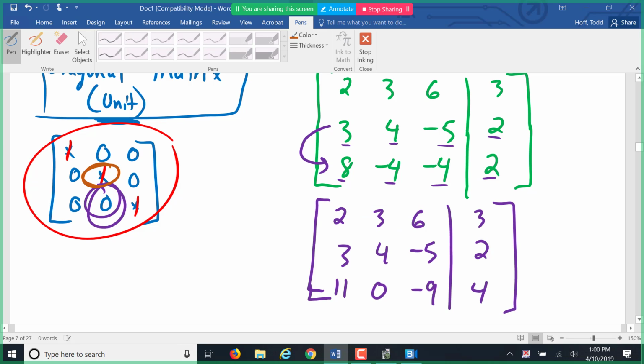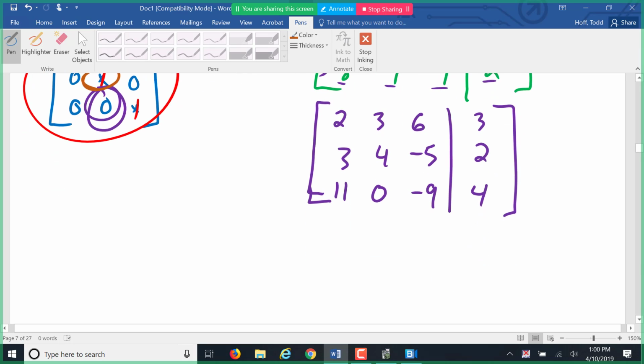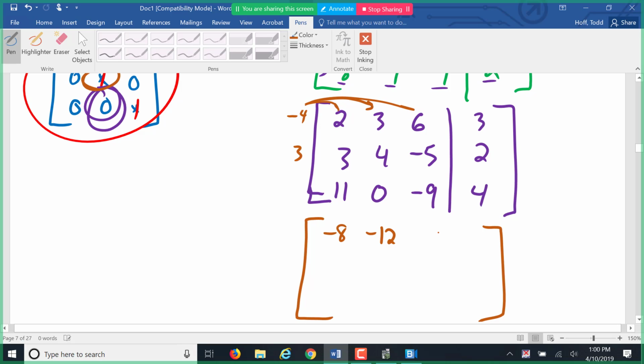So I'm going to combine rows 1 and 2 to try to make a 0. To do that, I'm going to have to multiply them. I'm going to multiply the top one here by a negative 4, and the second row here by a 3. So my top row: negative 4 times 2 is negative 8. Negative 4 times 3 is negative 12. Negative 4 times 6 is negative 24. Negative 4 times 3 is also negative 12.